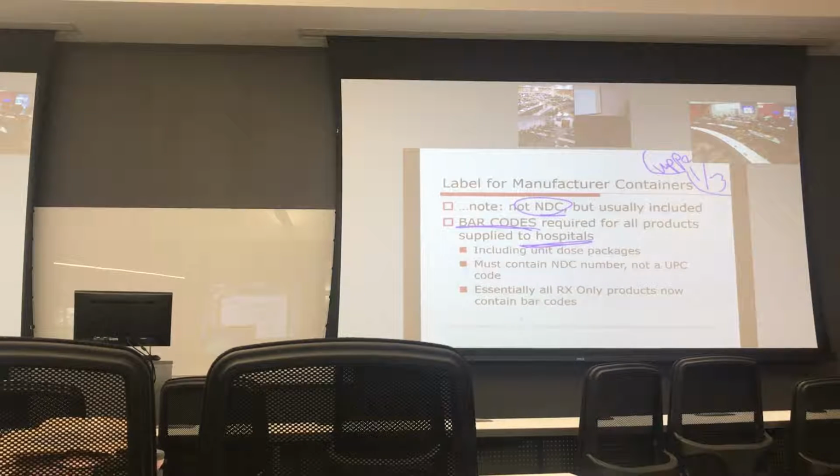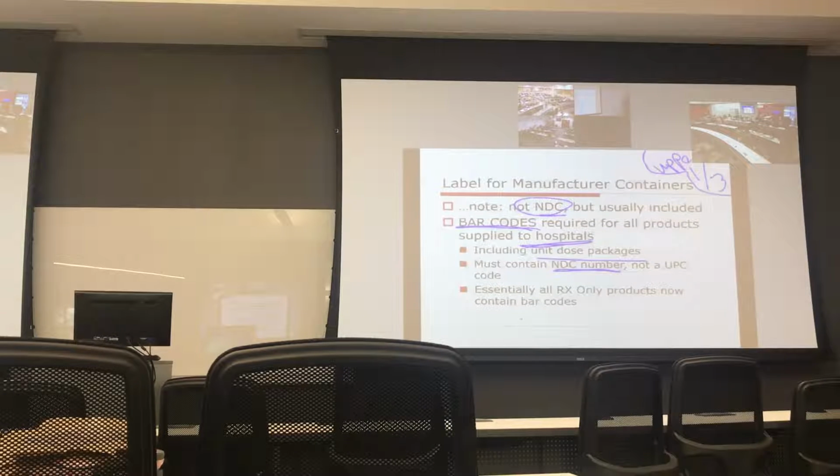Even in a hospital, again, if it's going to the hospital, even down to the unit dose packaging, it has to have that barcode on it, again, because so many systems use that as part of their error checking protocol. And that barcode must be a code for the NDC number.